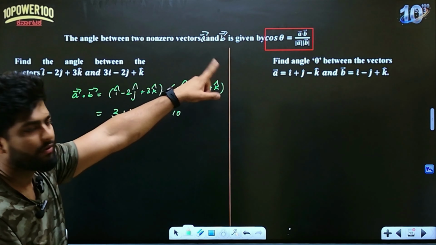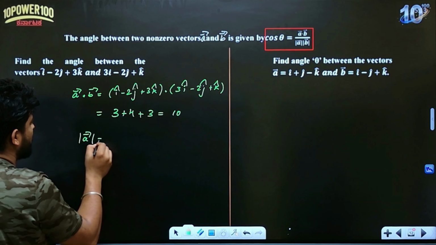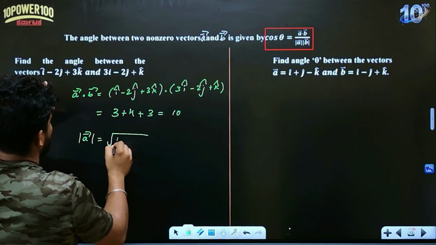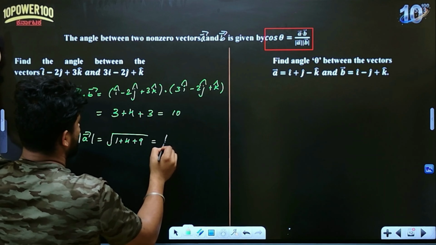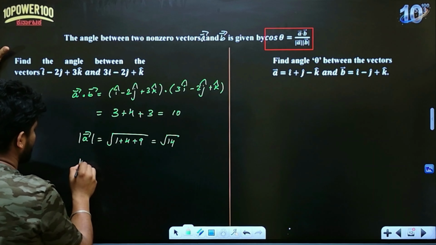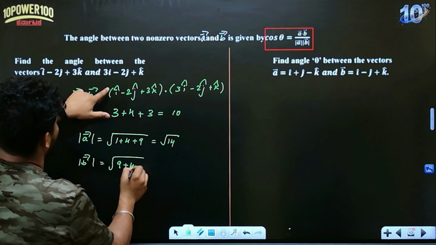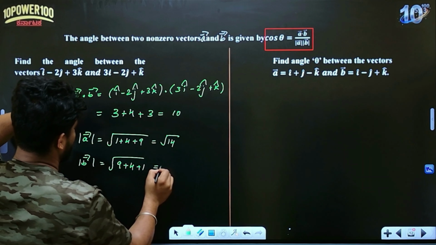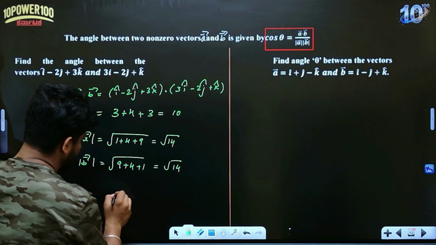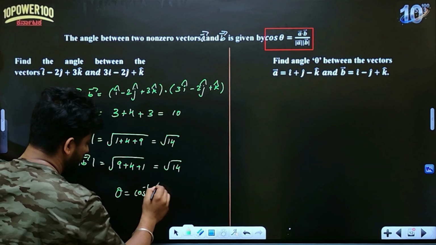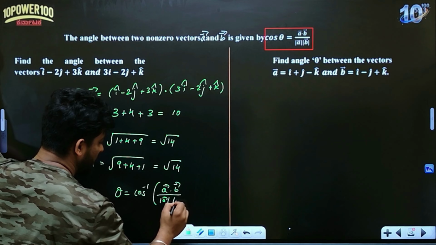Next we have to find out magnitude of vector a and magnitude of vector b. So let's find out that. Magnitude of vector a is what? It is square root of 1 plus 4 plus 9, so it is root 14. Next magnitude of vector b is equal to 9 plus 4 plus 1, so this is also root 14. So now we'll write the formula: theta is equal to cos inverse of a dot b divided by magnitude of vector a into magnitude of vector b.